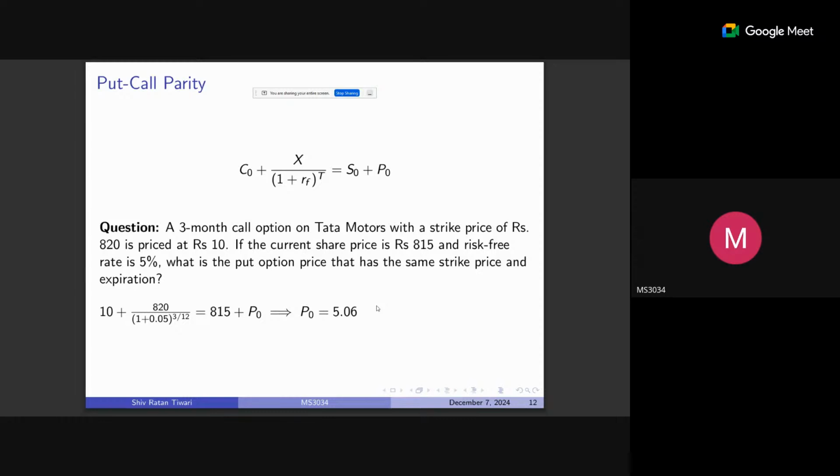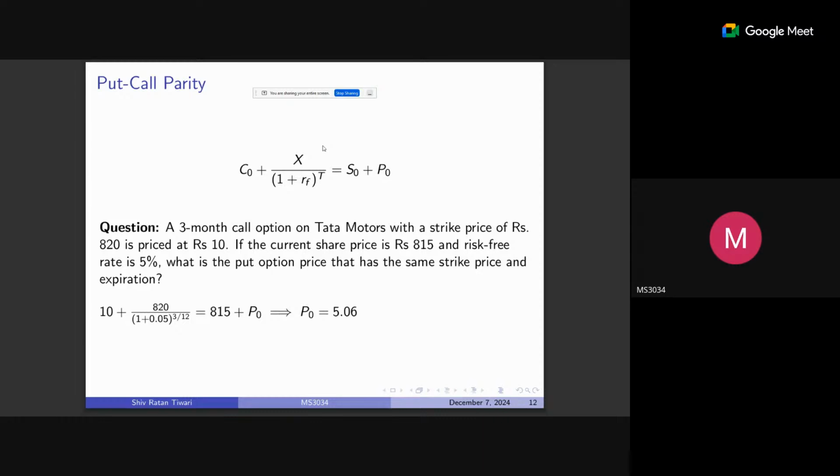Okay, so now this is in the case when the annual interest rates are given. But if your rates are given in continuously compounded form, then this 1 plus r to the power t will be e to the power minus rt, which we used in our continuously compounded interest rates case. So if the question gives interest rates in continuously compounded form, you should use that form, so that the put-call parity becomes c naught plus x times e to the power minus r_f times capital T equals s naught plus p naught.